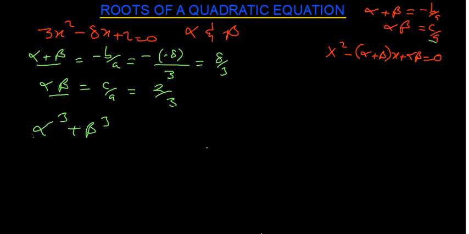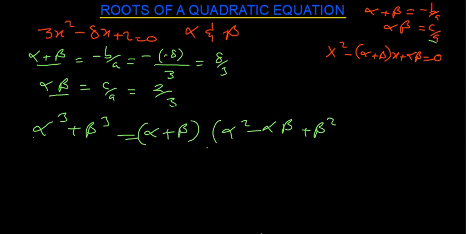So we need to get that alpha power 3 plus beta power 3. After you factorize it, it will give you alpha plus beta, and then open bracket alpha squared minus alpha beta plus beta squared. So that is what it gives us. Okay. So if we factorize this part, it is the same as this.